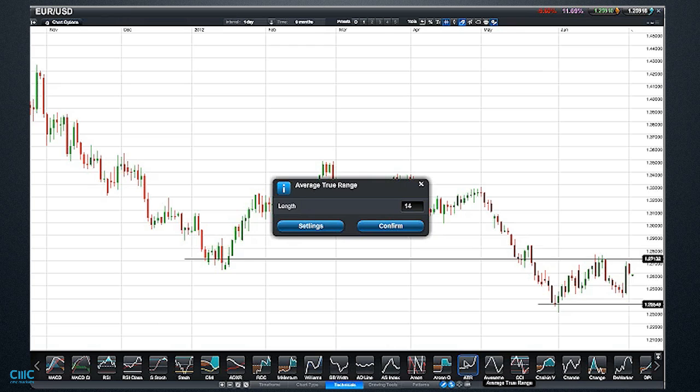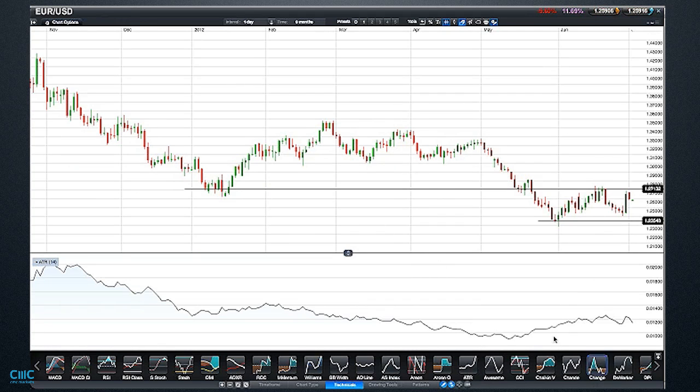This is in the technical studies area. We can then select the period of the average true range, but we're going to go with the current setting of 14 days in this case, and we simply confirm that, and it draws the average true range for us at the bottom of the chart. Now, one of the advantages of the ATR is that it's expressed in points, or whatever the currency or denomination of the instrument you're trading is.